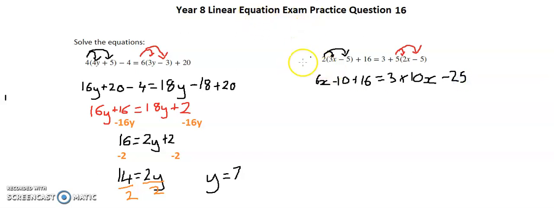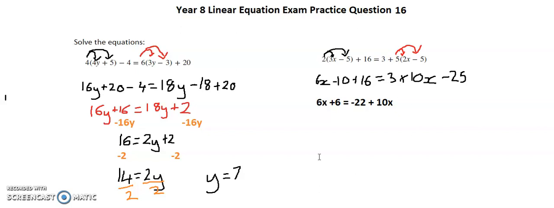So I'm going to simplify that and add my constants together. So that is going to give me 6x, negative 10 plus 16 is just plus 6, is equal to, and I've got 3 plus negative 25, so 3 take away 25 gives me negative 22, plus 10x.